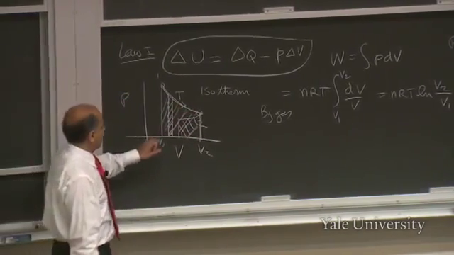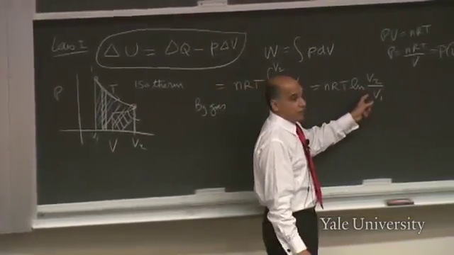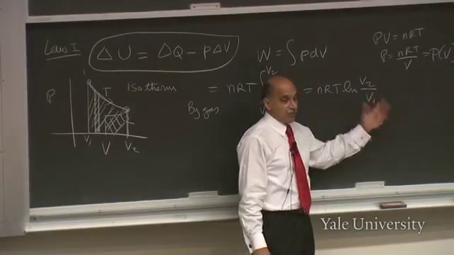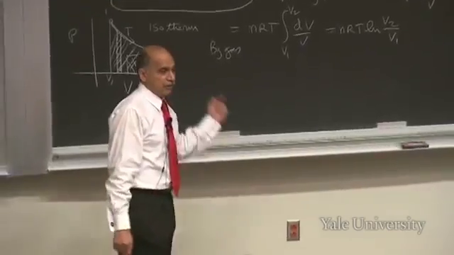You don't have to think very hard. If you do the calculation going backwards, you will get log of V1 over V2. That will automatically be the negative of log of V2 over V1. But geometrically, the area under the graph is the work if you're going to the right.